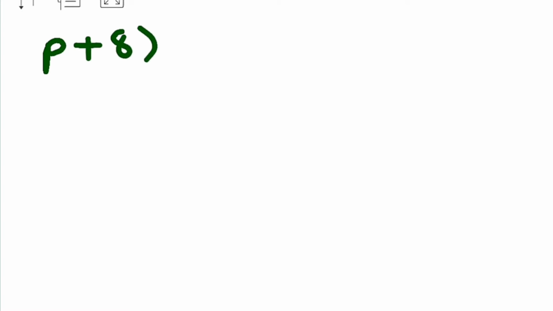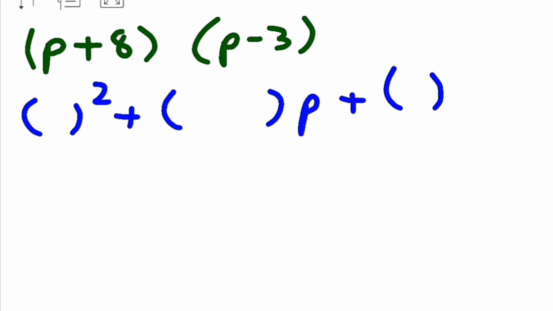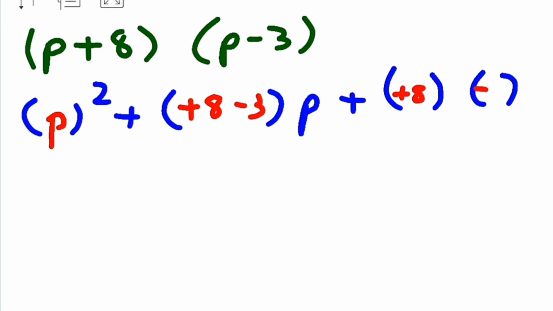p plus 8 and p minus 3. So how will we do this? We will put in the formula x square plus a plus b x plus a b. Understanding children? Always try to say the formulas so that you get used to them. So we will put p here. Here, with the signs, we have to write plus 8 minus 3. Here also plus 8 and minus 3.